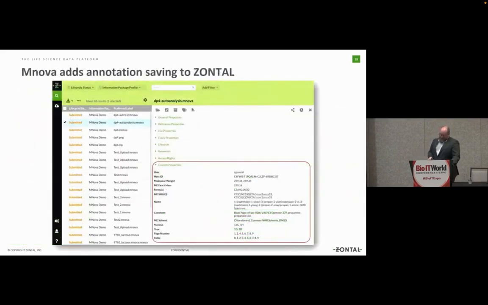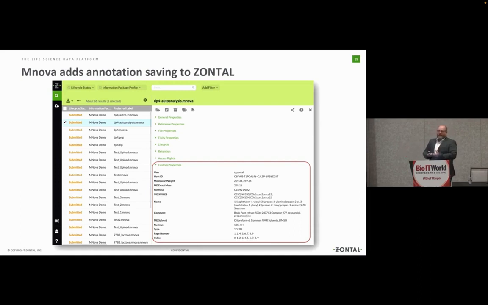And the interesting piece, and it's very small here, and I don't expect you to read that, happens without the scientist even knowing it. By saving it back into ZONTAL, MNOVA creates a set of metadata. Like, if we have a structure in MNOVA, this structure will get an IUPAC name, and this name is stored in ZONTAL. So you can actually search in ZONTAL for that name, and you will find all of the MNOVA files that contain this structure. And many other chemical properties are saved by default into the metadata set of ZONTAL.